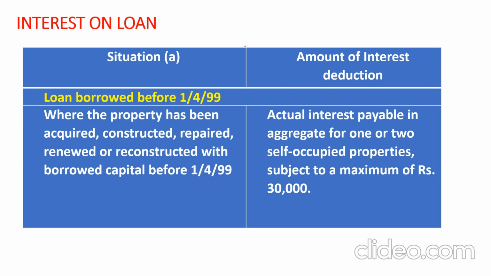Regarding the interest on loan, what is the amount which is deductible? Situation A: if the loan is borrowed before 1/4/1999 and the property has been acquired, constructed, repaired, renewed or reconstructed with the borrowed capital before 1/4/99, then the actual interest payable in aggregate for one or two self-occupied properties is subject to a maximum of rupees 30,000. So 30,000 is the maximum interest which can be claimed as a deduction.